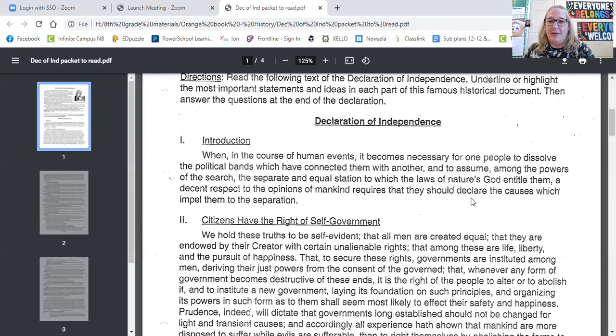Therefore, you should also highlight the part that says, declare the causes which impel them to the separation. In other words, in this breakup letter, we are going to now announce what things led up to this. What were the causes of us wanting to break away? So please highlight that as well.